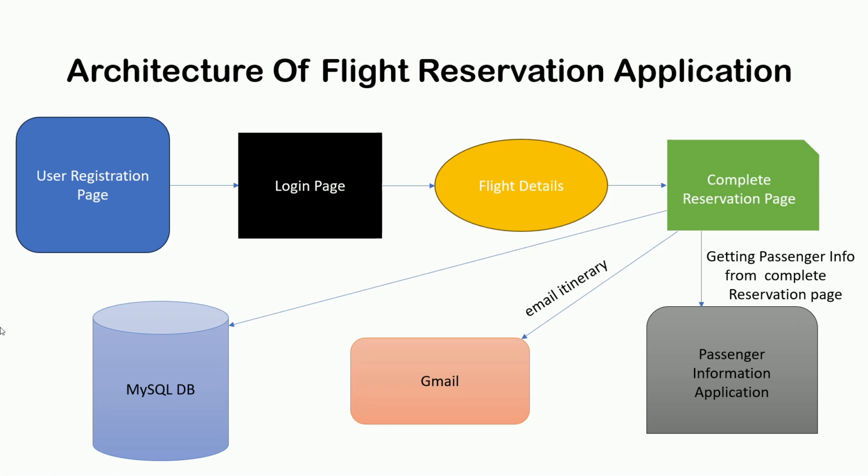Okay, this is all about the components that we have used inside the flight reservation application, which is the user registration page that redirects to the login page, and that login page, after successful authentication, redirects to the flight details, and after selecting and booking the flight we want, it redirects to the complete reservation page. After filling all the details, an email itinerary will be sent to the corresponding registered Gmail, and the complete details will get stored in the MySQL DB.